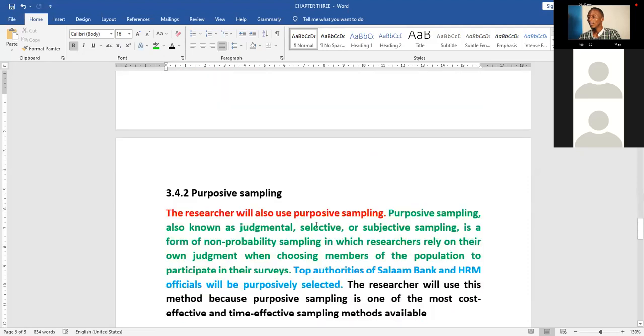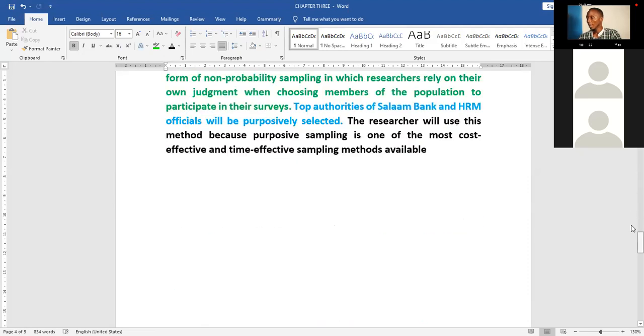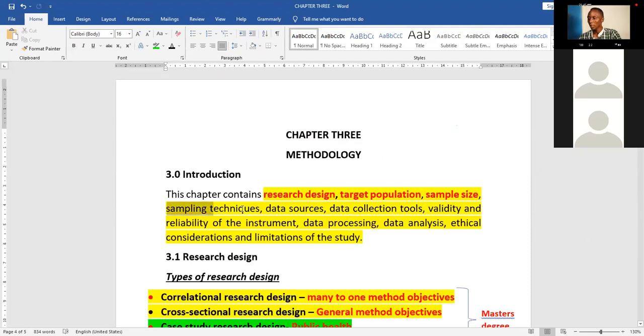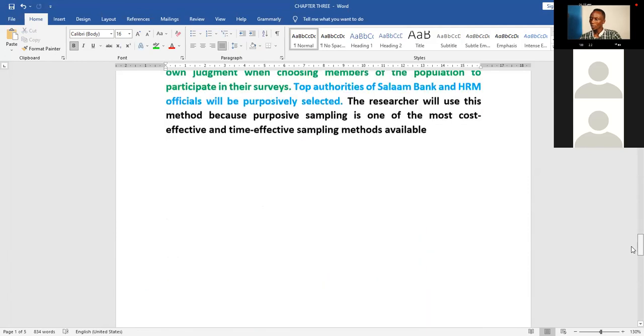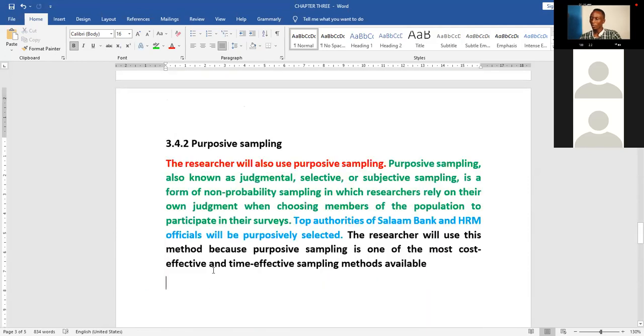After that, we are done with purposive sampling techniques. Now let us go to data sources. In case you have any questions, please ask me. So let us go to data sources. This is 3.4, therefore the next one should be 3.5, Data sources.